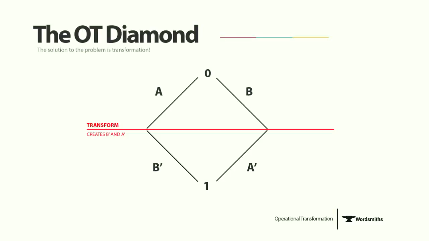So that's why operational transformation exists, to fix this problem. We have to do something to the operations when they're sent to the server so that they don't end up in an unsynchronized state. This diagram presented on the screen is known as the OT diamond problem.